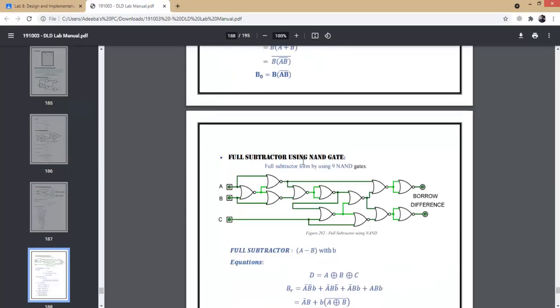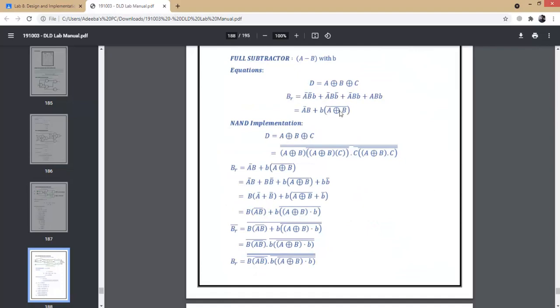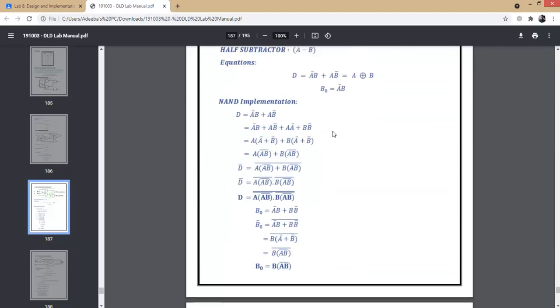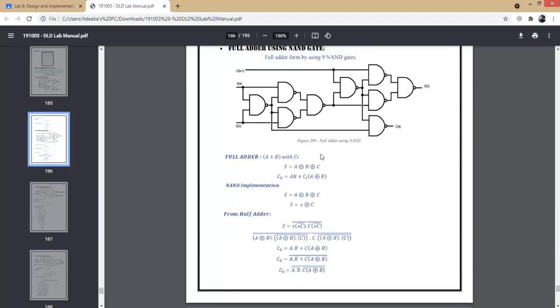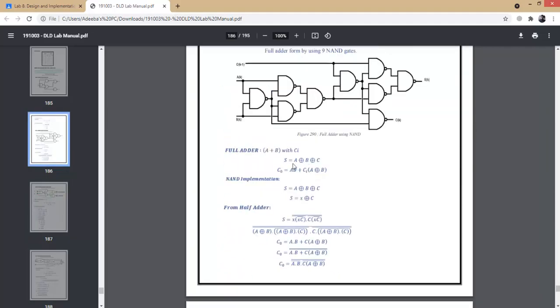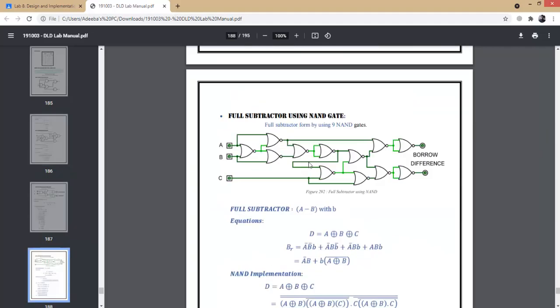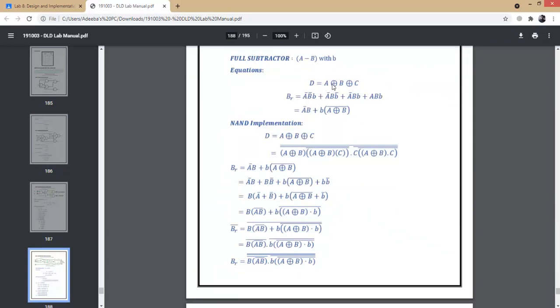This is the implementation of the full subtractor. As you can see, the difference is the same as the sum in the full adder. The equation for the sum and the difference is the same for both circuits. The difference comes when the borrow is taken.